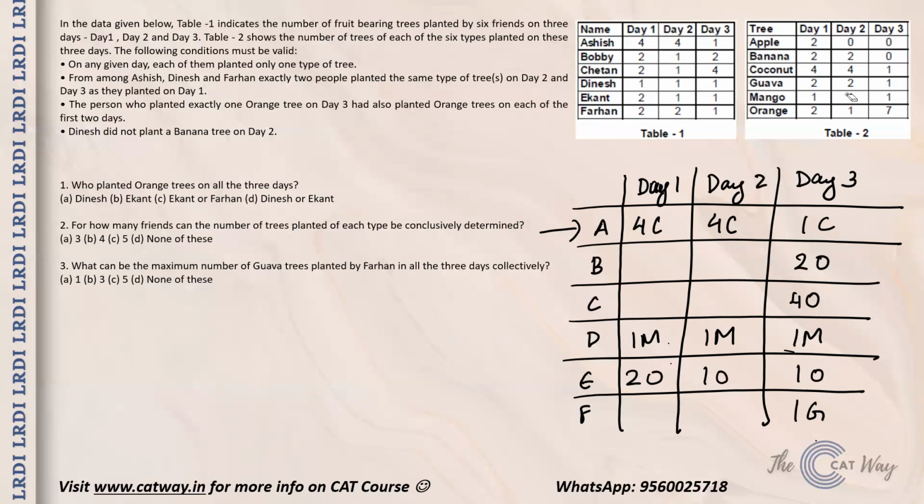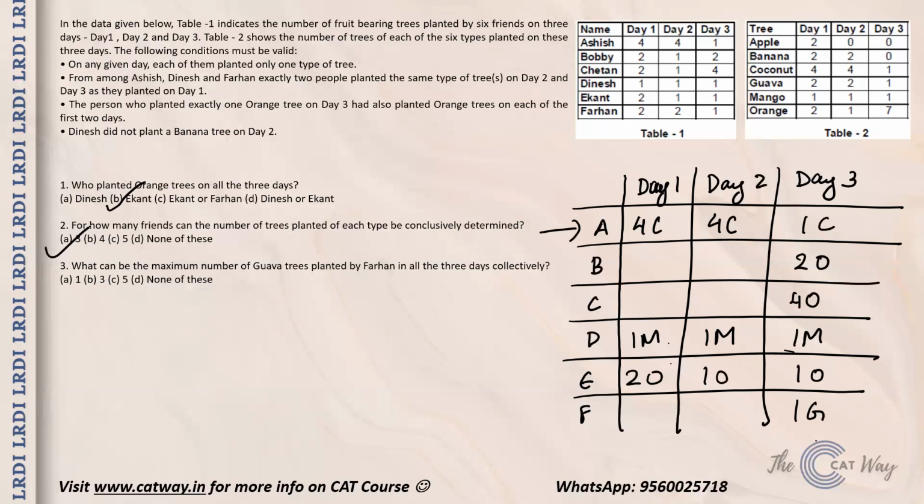Now, who planted orange tree on all 3 days? So we know it's Ekant. So option B is the right answer. For how many friends can the number of trees planted of each type be conclusively determined? That is, with surety. So we know the available data only for 3 people. So the correct answer for this question will be option A, 3.